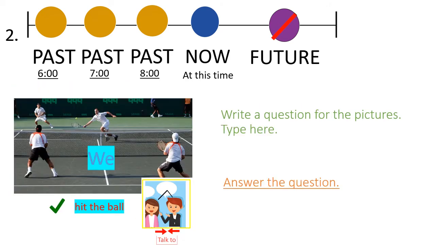So number 2, look at this timeline. So you have to think about what word do you write to start your question. Look at the who word, we, the action, hit the ball, and then look at the picture of the 2 people inside the group. So again, they're not talking to somebody outside the group. So how do you answer a question in that situation?